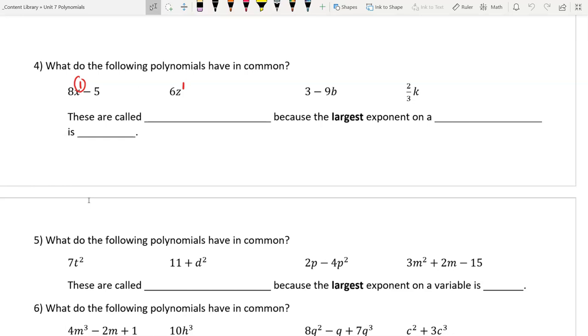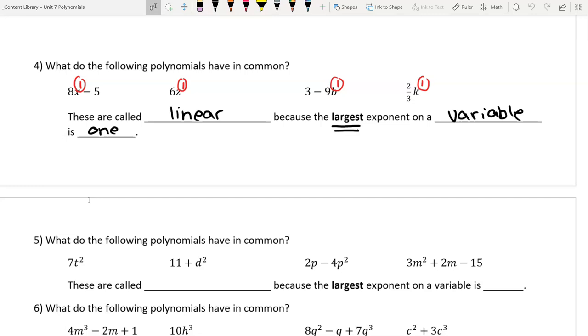Z has a 1. The B has a 1. The K has a 1. So if we're classifying it by the degree, we're looking at those ones. That is the highest degree here, okay? So what this is called is linear. This is our first way of classifying by degree, because the largest exponent on a variable is 1. You don't see an x squared, you don't see an x cubed. It is just x, z, b, or k. They all have 1s, so that is linear.